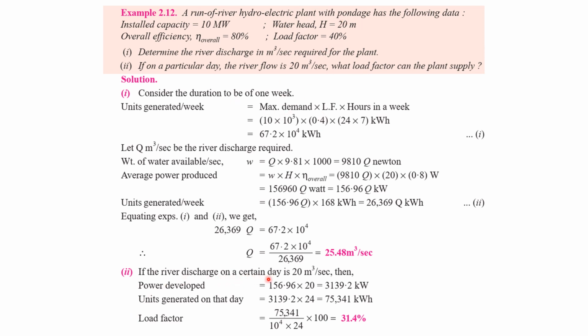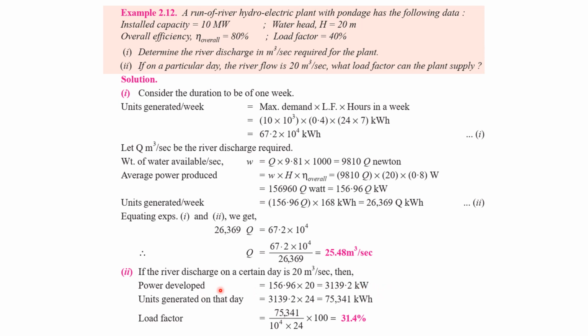So if the river discharge on a certain day is 20 meter cube per second, then the power developed during that time is 156.96 Q. This is the power which we found. This much kilowatt of power will be generated. Average power will be produced. So if on a particular day Q is 20 meter cube per second, we simply put it here and we find out how much power is generated. So that is 3139.2 kilowatts.